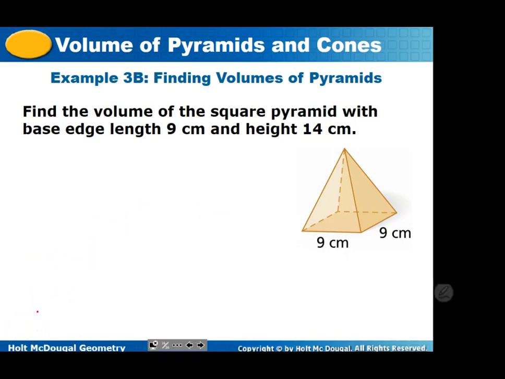So this one says find the volume of the square pyramid with a base edge length of 9 centimeters and a height of 14 centimeters. We have to notice now that this is a square pyramid, so both dimensions of the base would be 9 and 9. So we're going to multiply again 9 times 9 times 14 and divide that by 3.